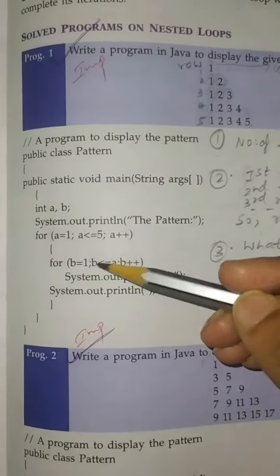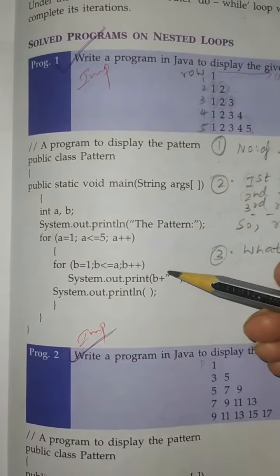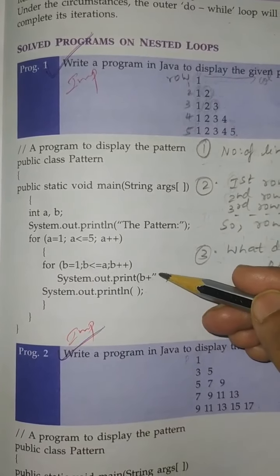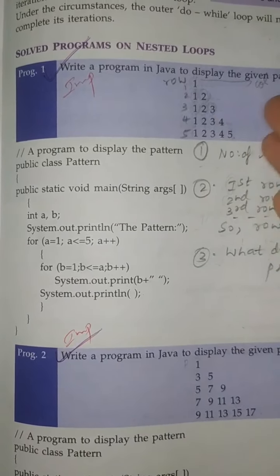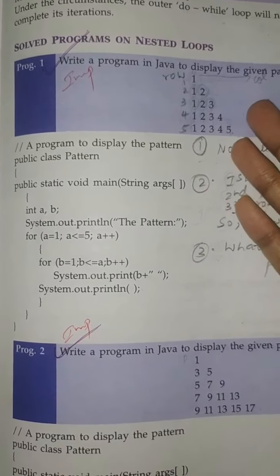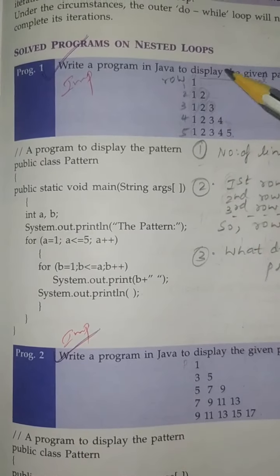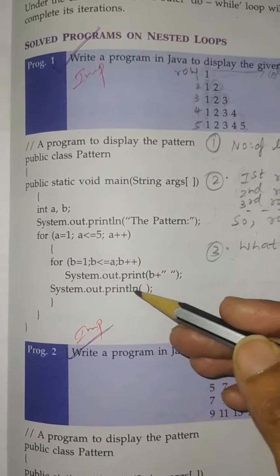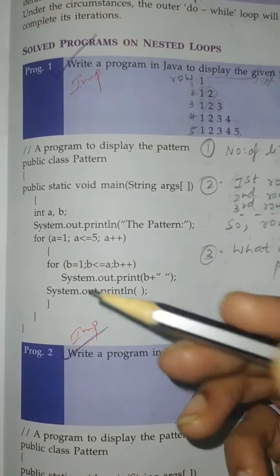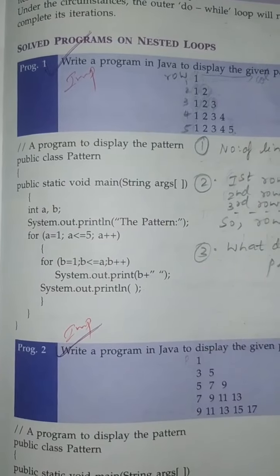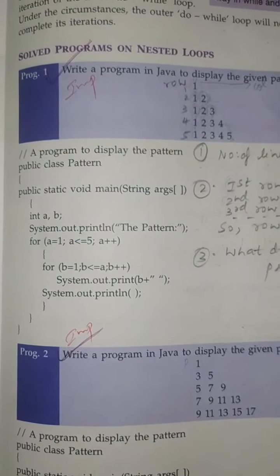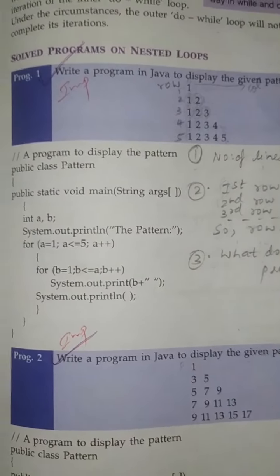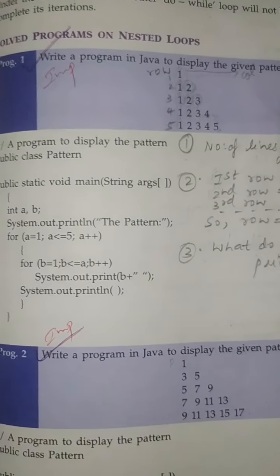Column means B, and B is printed. I have put some space using double quotes so that it will be neater. After displaying each line, the cursor has to come to the next line, so I have given system.out.println. So practice this program. If you understand this concept, you can solve any pattern.